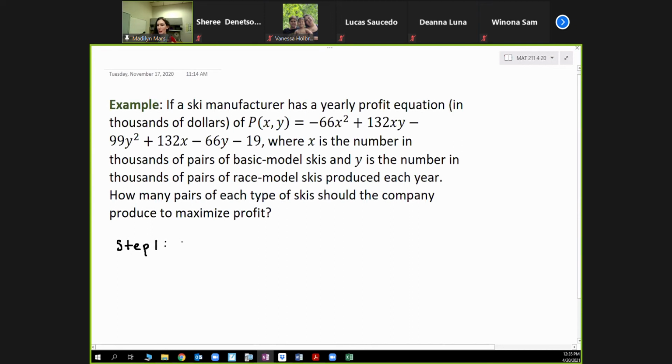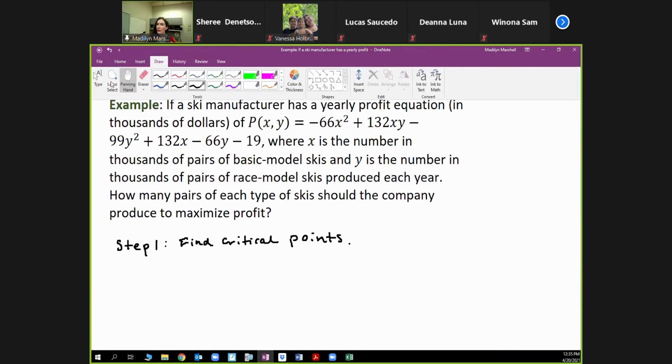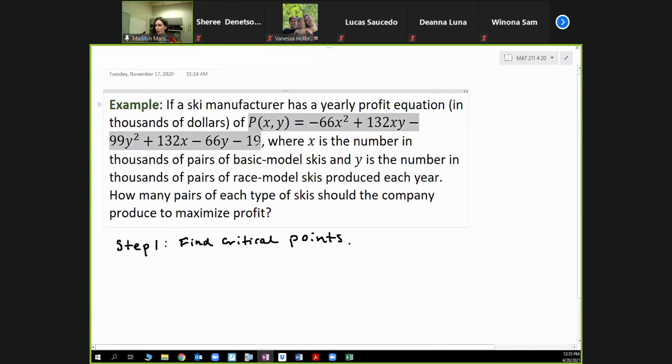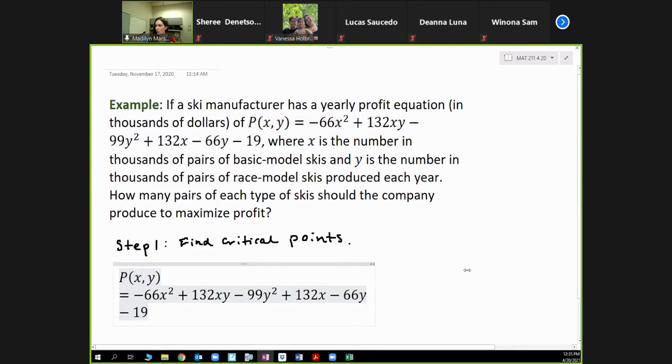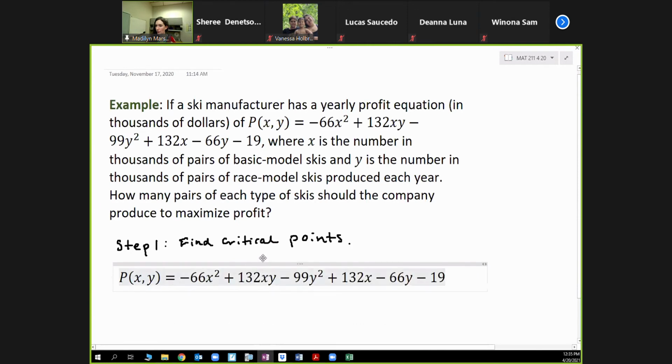So our step 1 is going to be to find critical points. Our critical point in general is where the derivative equals 0. Since we have more than one variable, it's going to be where our partial derivatives equal 0. I'm going to copy and paste this down here so you can see it all in one line. There we go.